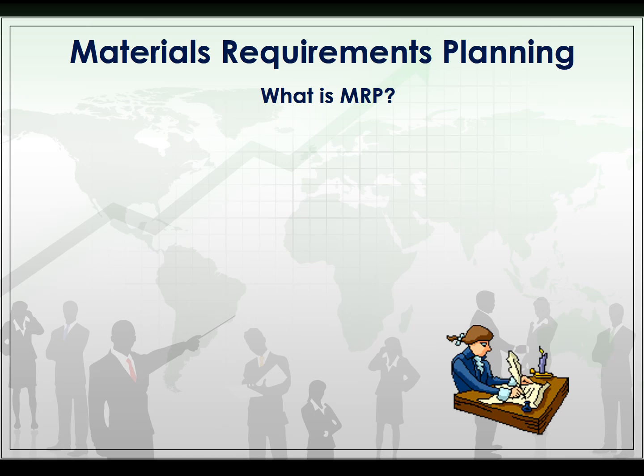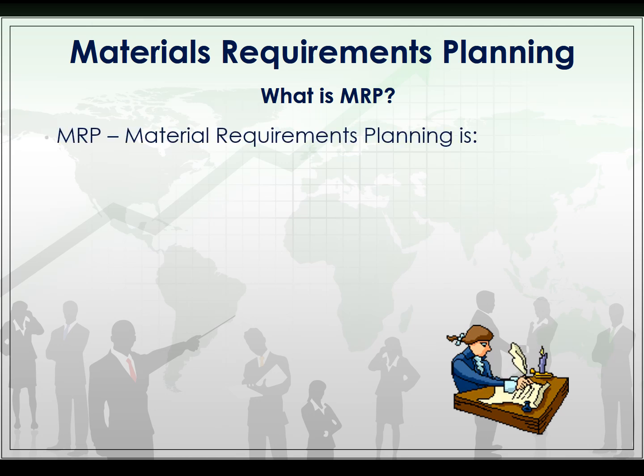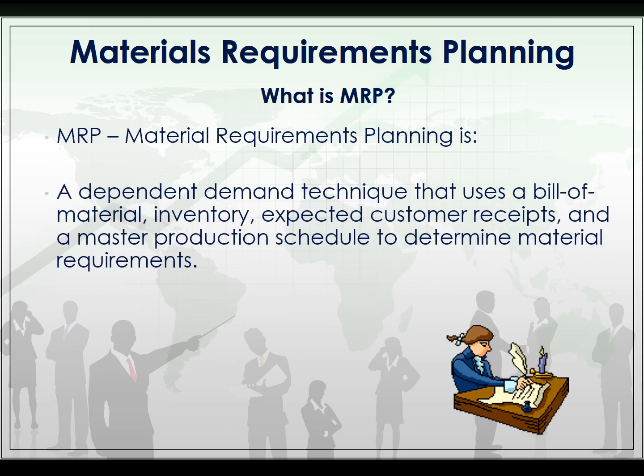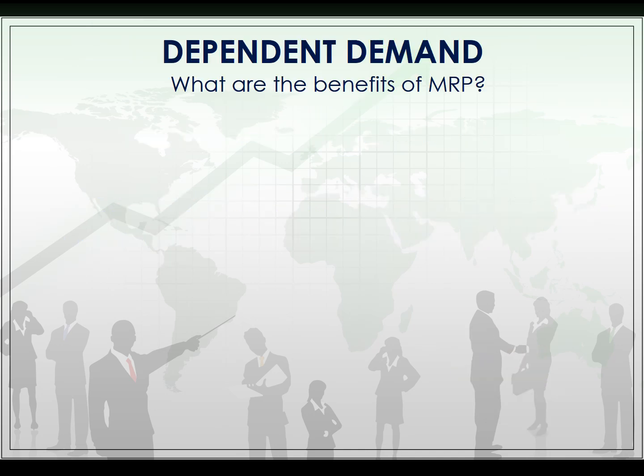So first of all, what is MRP? Material requirements planning is a dependent demand technique that uses a bill of material, the inventory, the expected customer receipts, and a master production schedule to determine the material requirements needed for that production.